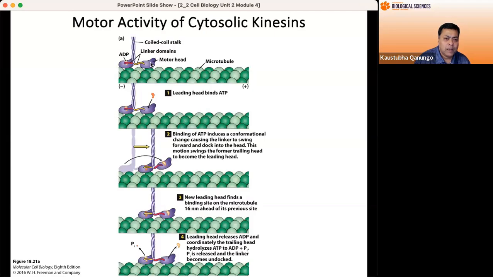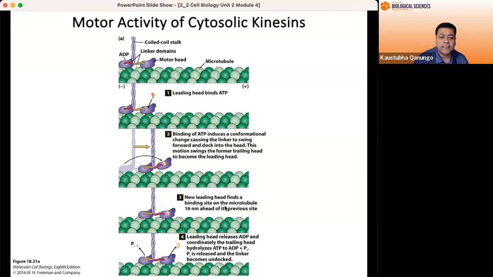See that it's a dual head, and this is the motor head, and you have a linker, and an ADP is associated when it is right here. So remember that when the myosin head is associated with the actin, globular actin, the ATP binding site is empty. Here it is ADP bound. Now, here what happens: the leading edge binds to an ATP. Binding of an ATP to the leading edge swings the back arm forward. Binding to the ATP induces a conformational change, causing the linker to swing forward. Very different. Binding happening here, but this is swinging forward.